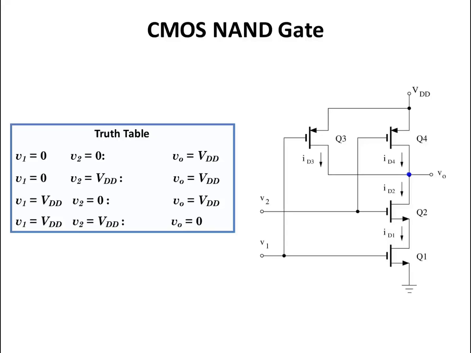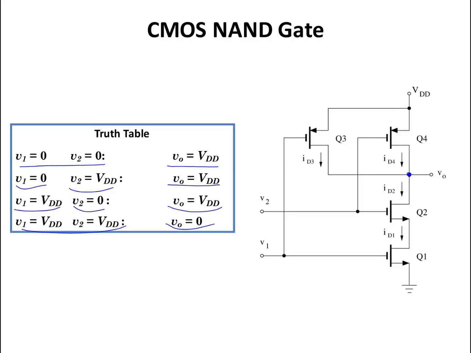So let's take a look at the truth table for two input NANDs. When V1 and V2 are equal to 0, the output is going to be high, or VDD. When V1 is 0 and V2 is VDD, output is high. When V1 is at VDD and V2 is at 0, Vout is at VDD. When both of them are high, the output is going to be low, equal to 0. So this is the truth table for the NAND gate.